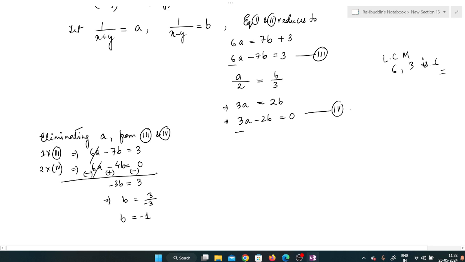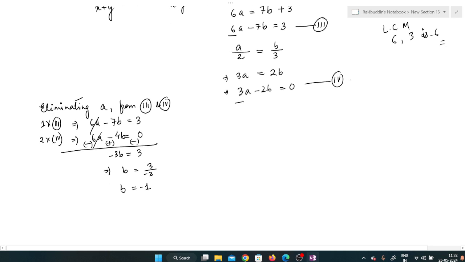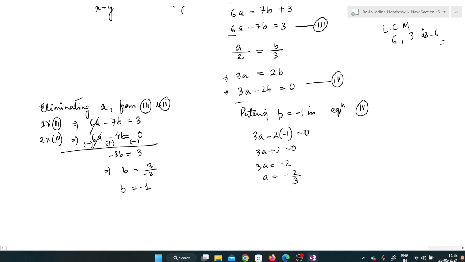Now putting the value of b in any one of the equations, let me put b equals minus 1 in equation 4. 3a minus 2 times minus 1 equals 0. 3a plus 2 equals 0, that is 3a equals minus 2. So a equals minus 2 by 3.